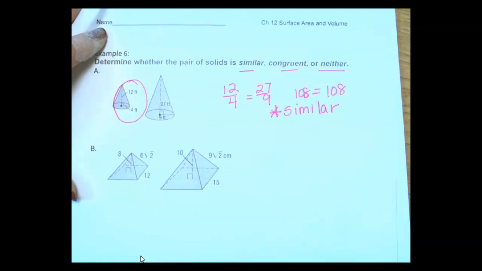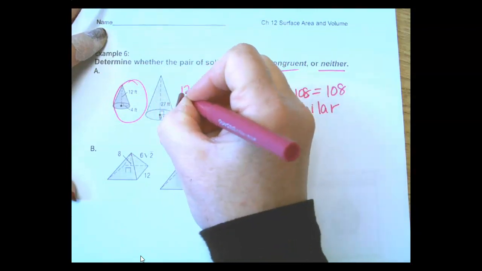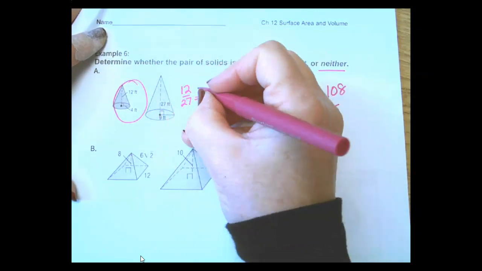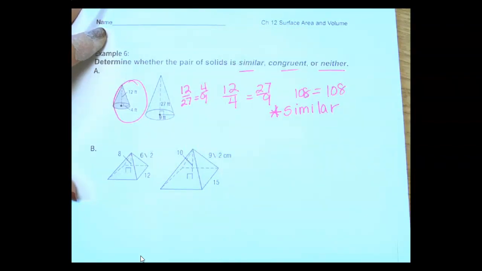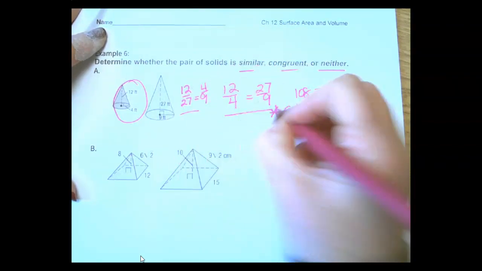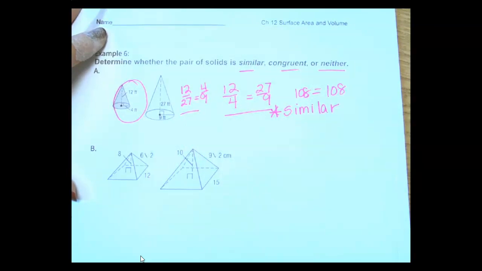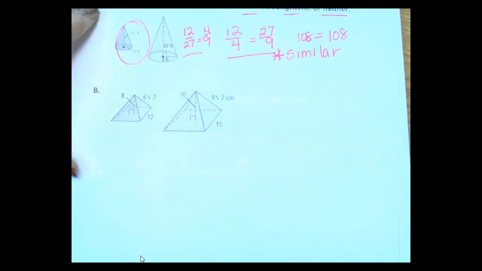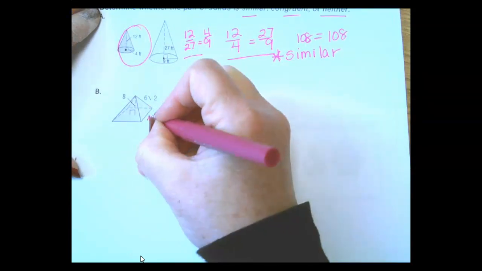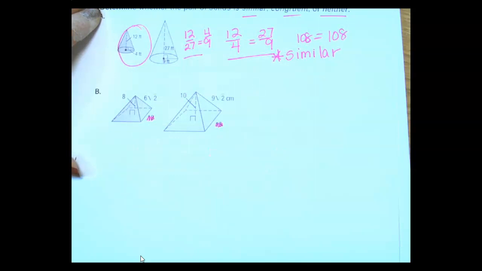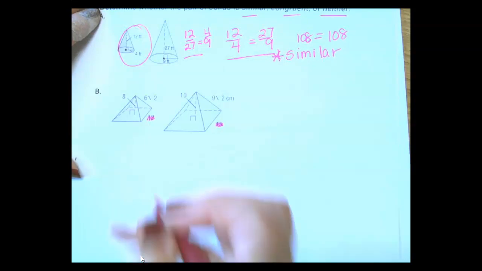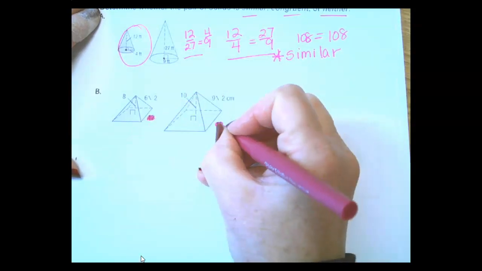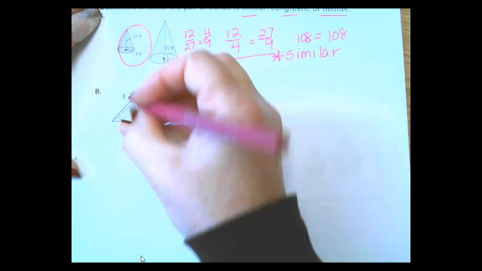Okay, yes, I could have written this as 12 to 27 is equal to 4 to 9. It's the same thing. You can write this different ways and still get the same answer. This one here, we need to get rid of these values here, because sometimes when they give you stuff, they're not true figures. So this was an example we pulled, and I didn't realize that this will totally mess you up if you use that part. So we're going to just compare these two.